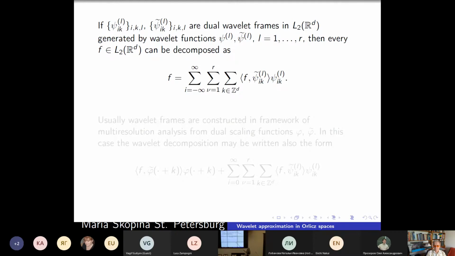Now we discuss wavelet frames. This means that a wavelet system is a frame, and the frame decomposition looks like this, over all wavelet functions, over all shifts k, and over all dilations.